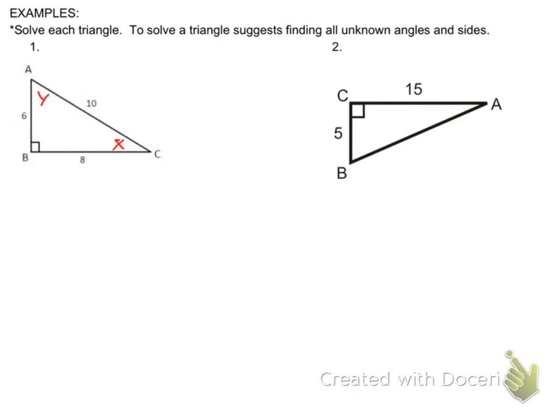So here we go, ladies and gentlemen. Let's start off with X. If I'm working with X, what's opposite? Y. So I'm going to write opposite. What's opposite of 10? Is the 8, and the hypotenuse is always going to be the 10. Now, I'm just working with X. I want to solve for X.